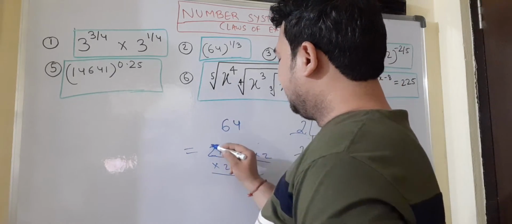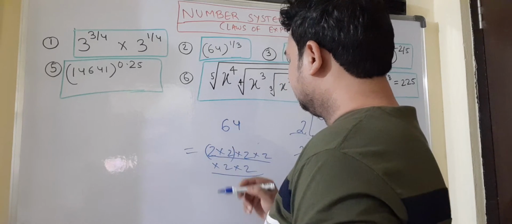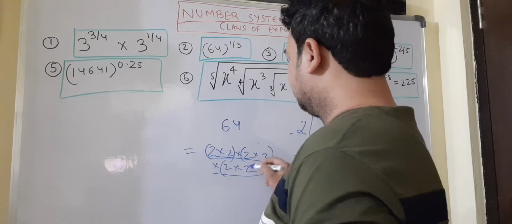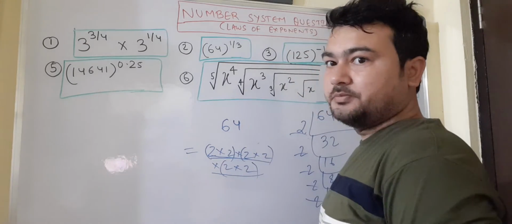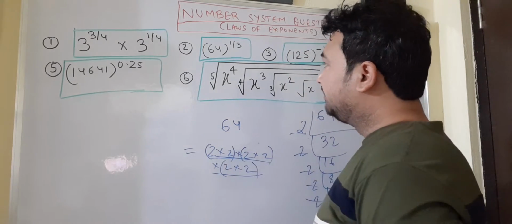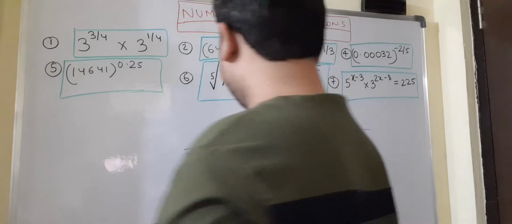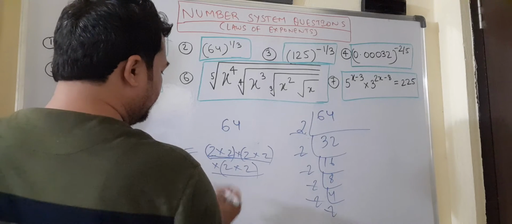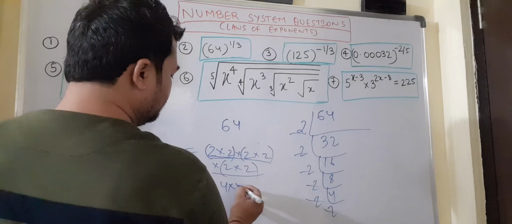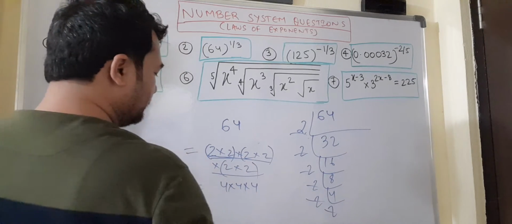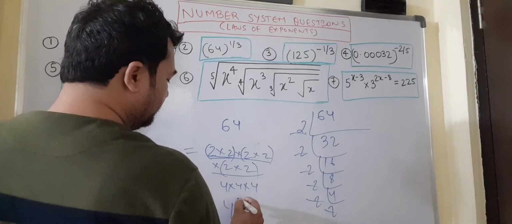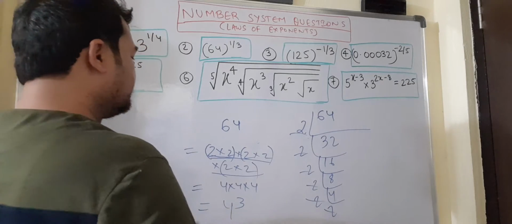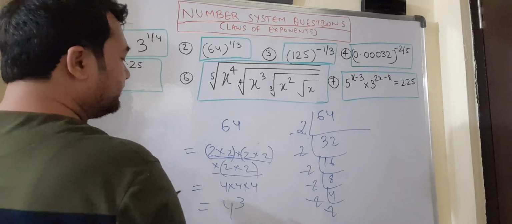If you take every two twos as one pair, you will have 3 pairs of 2. So if we write this as 4 into 4 into 4, what are we going to get? We are going to get 4 raised to the power 3. Clear? So 64 can be written as 4 raised to the power 3.